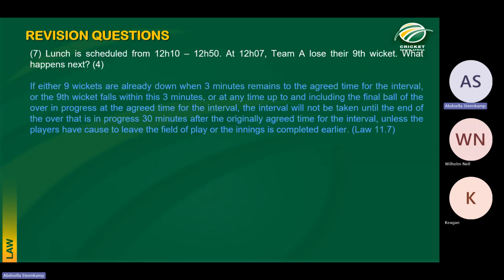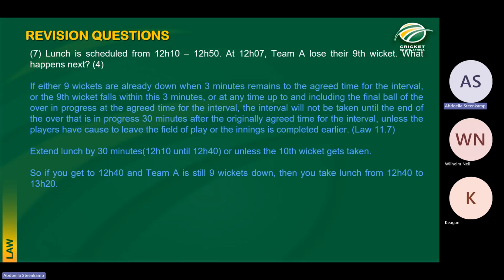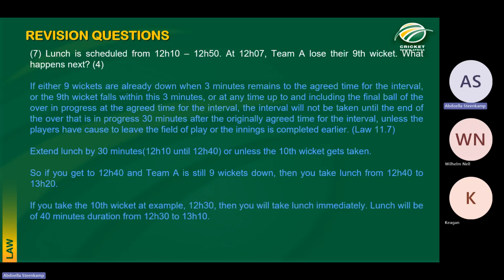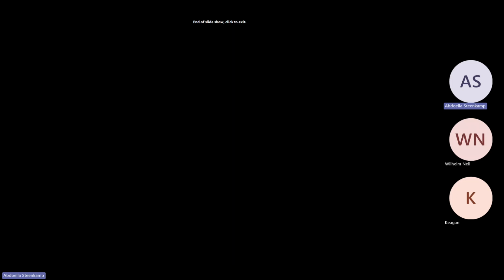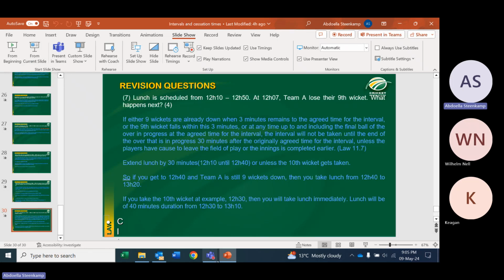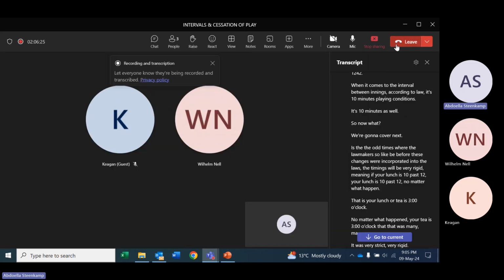Okay. As Wimpy said, 9 wickets down, so we need to delay the lunch interval by a max of 30 minutes. So we'll extend lunch by 30 minutes, unless they take the 10th wicket. So if we get to 12:40 and they're still 9 down, you'll have to take lunch from 12:40 till 13:20. But if they take the 10th wicket, for example, at 12:30, we'll then take lunch immediately, and lunch will be 40 minutes in duration from 12:30 till 13:10. Daar sê, baie mooi manne. Well done. Nice interactive session.